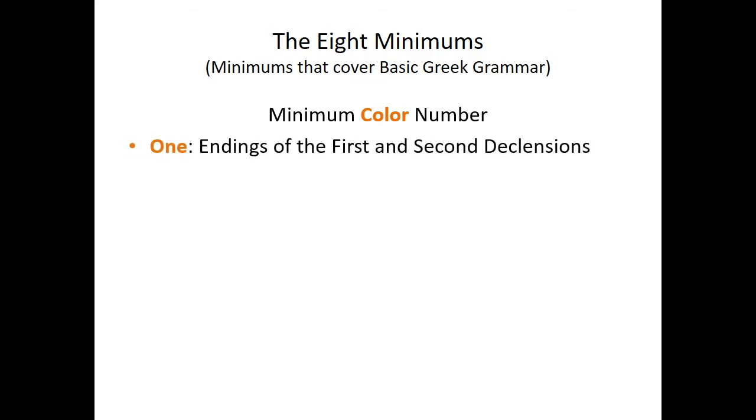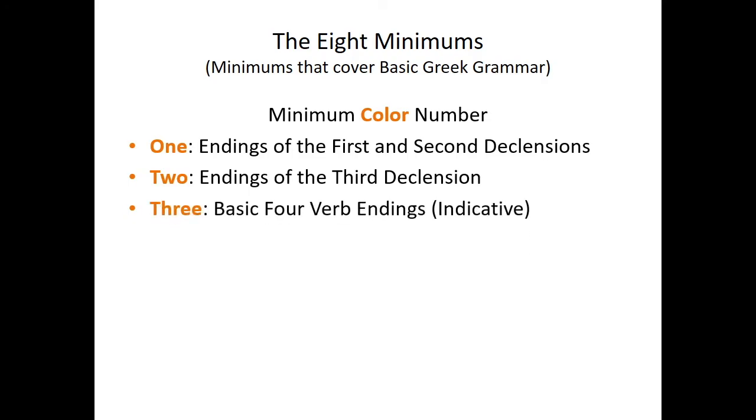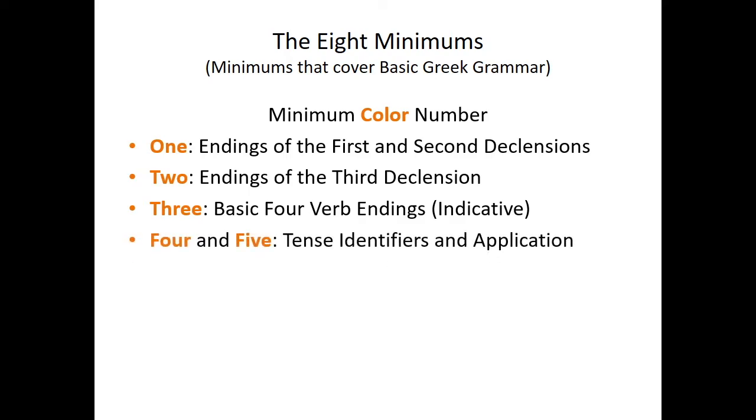Minimum 1 are the endings of the first and second declensions. Minimum 2 are the endings of the third declension. Minimum 3 covers the 4 basic verb endings in the indicative mode. The fourth minimum, along with 5, are the tense identifiers and the application of those tense identifiers to the 4 basic verb endings of the previous minimum.